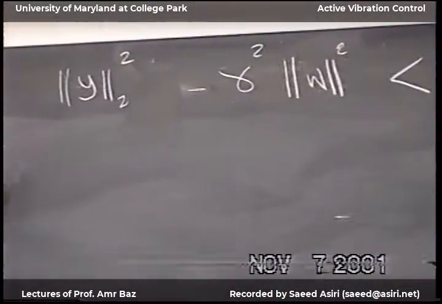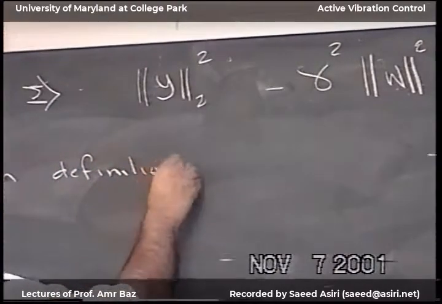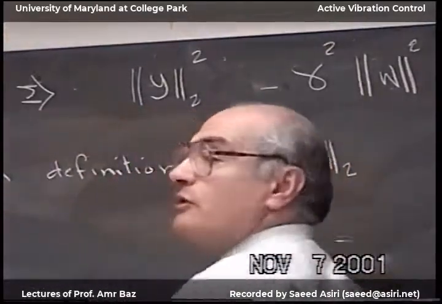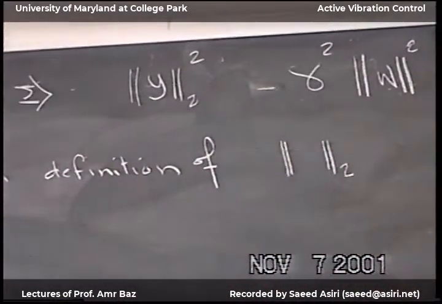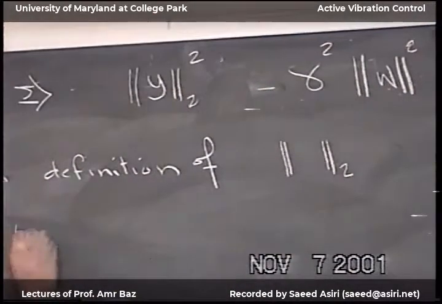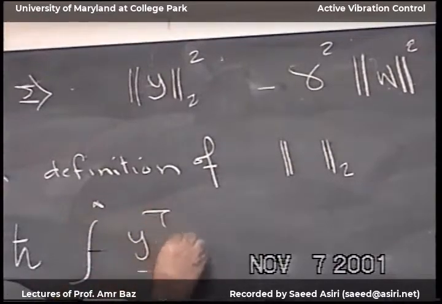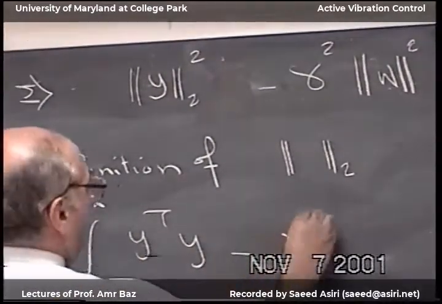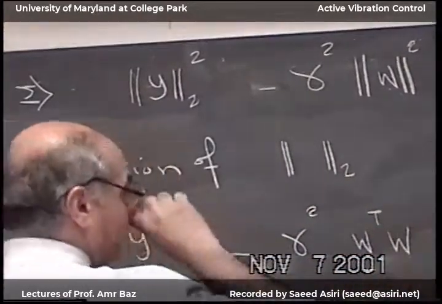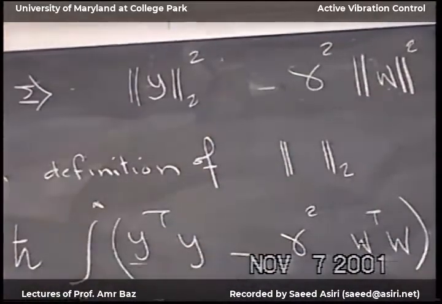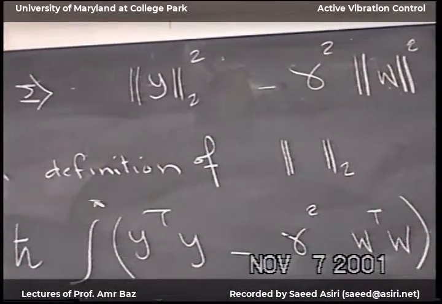And now, from the definition of the H2 norm, we can replace these by the trace of the integrals of y transpose y minus gamma squared w transpose w, all dt, and this will be my performance index that I would like to minimize. And this is our G.